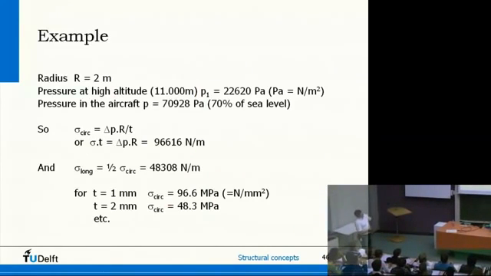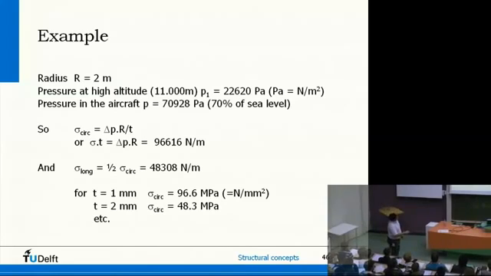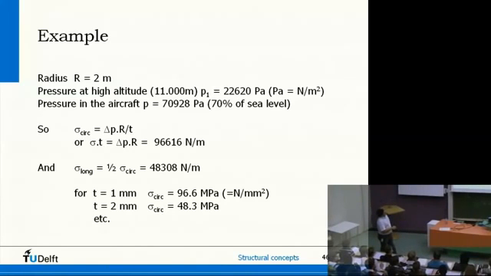Well, that's pressurization. Here you see a typical example. Flying around with an aircraft with a diameter of 4 meters, flying at 11 kilometers, you have this pressure. If you would like to maintain the cabin pressure at an altitude of 70% of sea level, then you have this pressure difference, and you can calculate some stresses. If the skin of this aircraft is only 1 millimeter thick, the circumferential stress is almost 100 MPa, and that's a lot, really a lot.